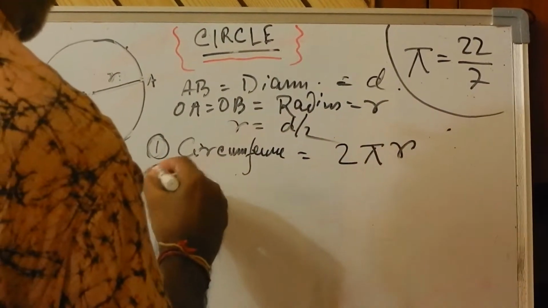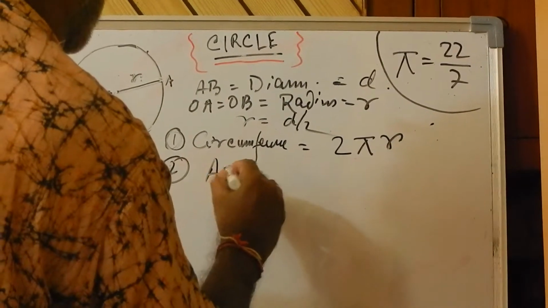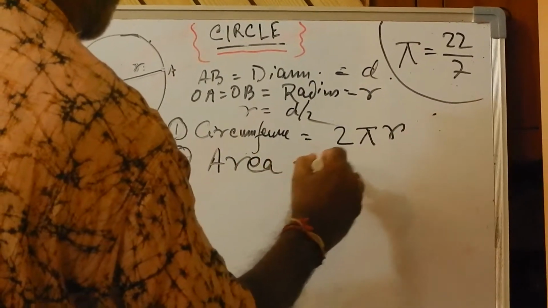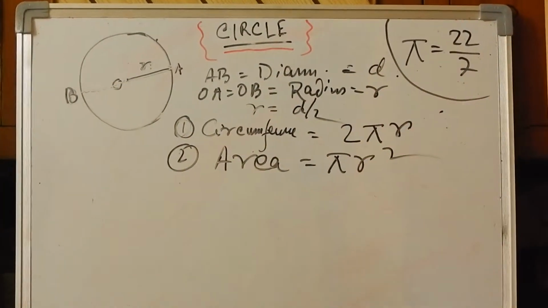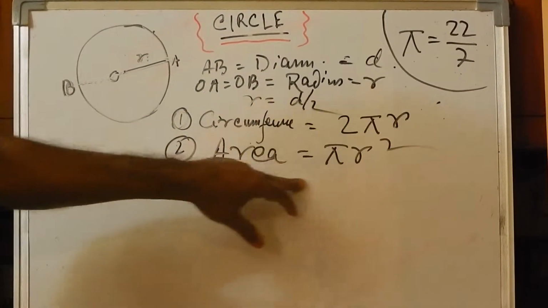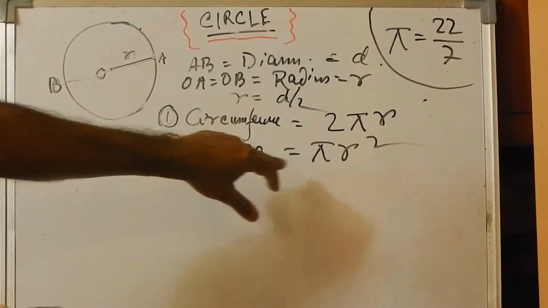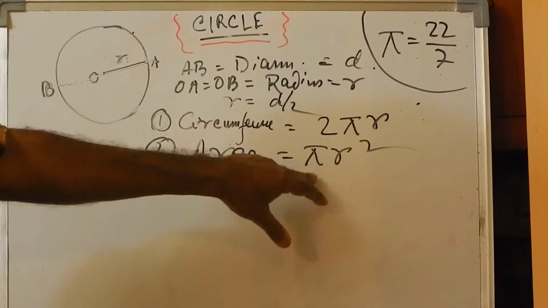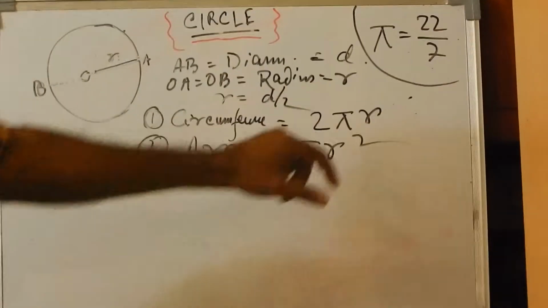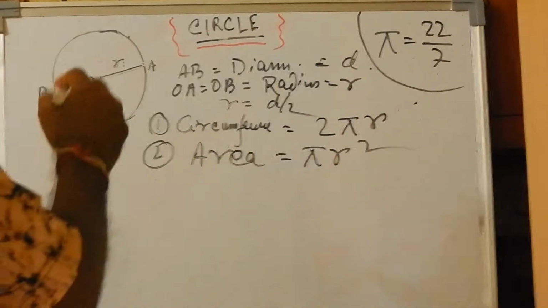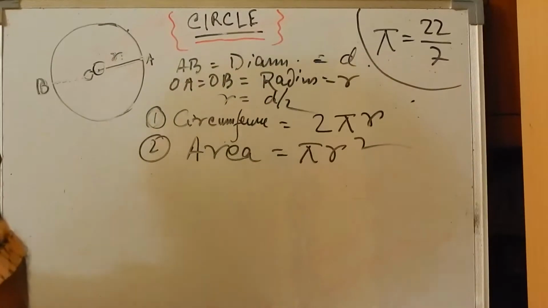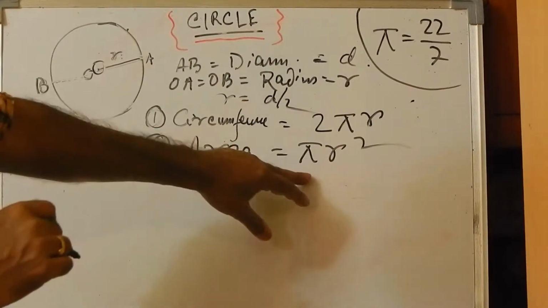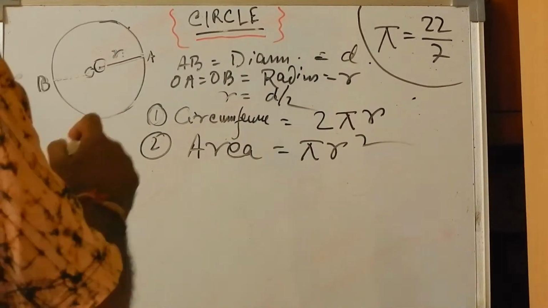And number 2, area. Area equal to pi r square. It is vastly used in many equations, many sums. So here also pi equal to 22/7, r equal to radius of the circle, and this total angle, as you know, is 360 degree, and pi r square is the area.